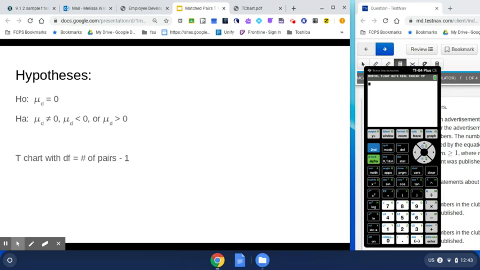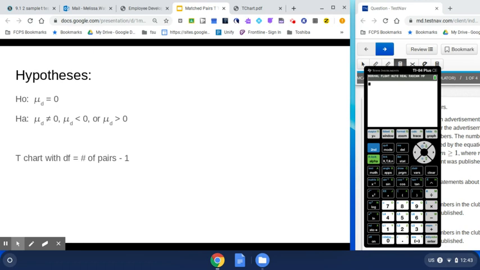Okay, so the hypotheses for this type of test: we are going to be finding the difference between the before reading and the after reading, or the difference between the paired data. So we're going to be using the notation mu sub d. That d stands for the difference. Once I find the difference between each paired data, I'm going to average those differences together. And if it's 0, that's indicating that there really is no difference between the before and after reading. So that would be the null hypothesis.